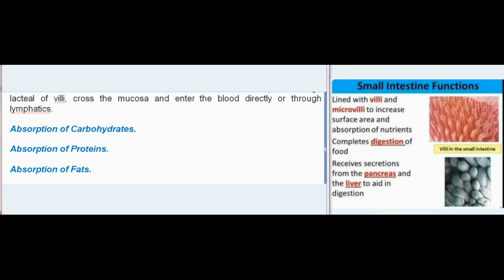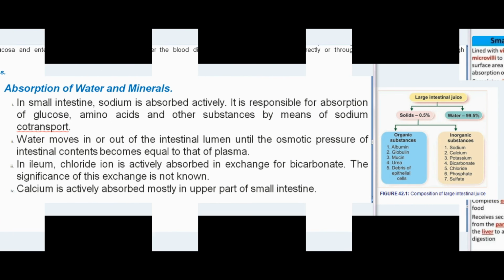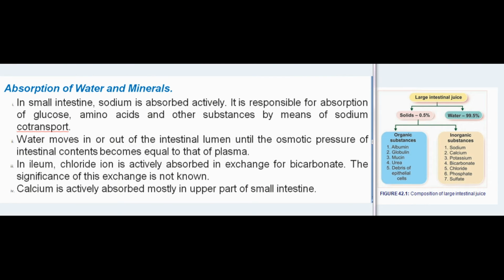Absorption of carbohydrates. Absorption of proteins. Absorption of fats. Absorption of water and minerals. In small intestine, sodium is absorbed actively. It is responsible for absorption of glucose, amino acids, and other substances by means of sodium cotransport. Water moves in or out of the intestinal lumen until the osmotic pressure of intestinal contents becomes equal to that of plasma. In ileum, chloride ion is actively absorbed in exchange for bicarbonate. The significance of this exchange is not known.